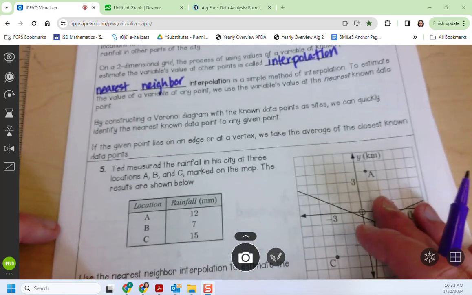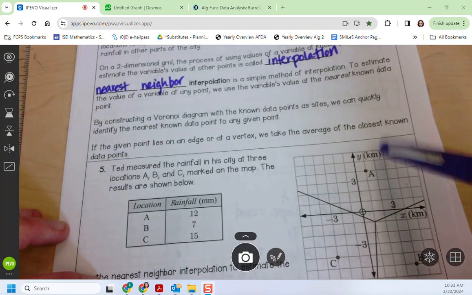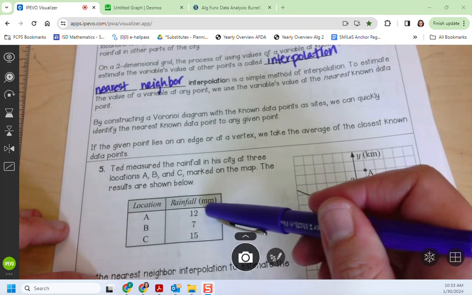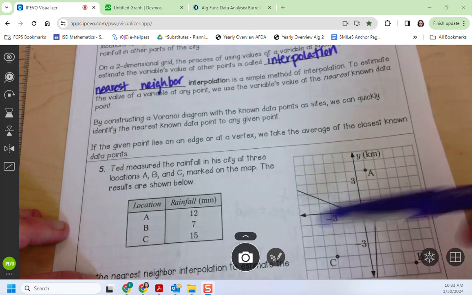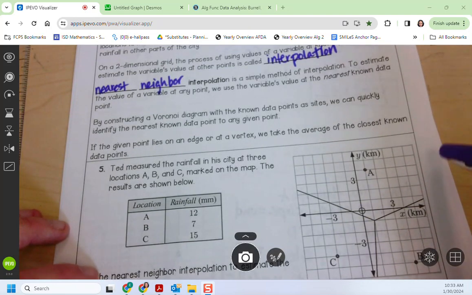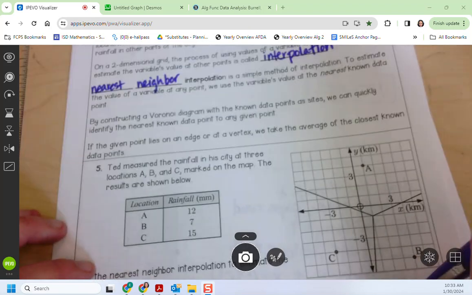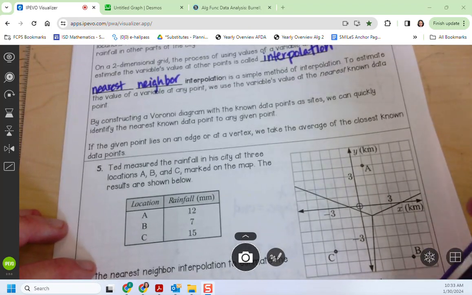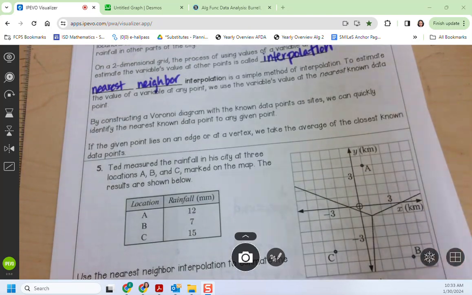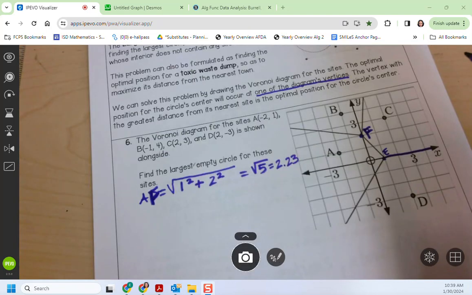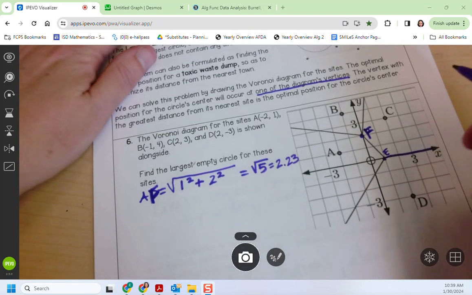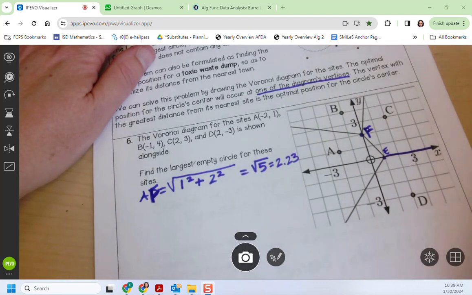So you're going to find each point, and if it's in the cell with A, then you're going to say 12 millimeters. And if it's in the cell with B, then you're going to say 7 millimeters. And if it's on an edge, then you're going to average the two to find out the millimeters of rain. So go ahead and do part 5. How would you average it? And then down here, I have E.